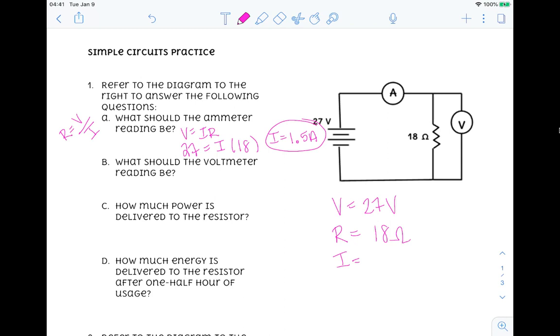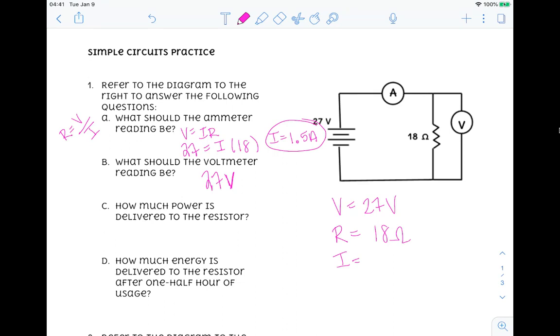For B, what should the voltmeter reading be? Well, the voltmeter measures the voltage in your circuit. And the voltmeter in this case is placed around the 18 ohm resistor. The total amount of potential difference across that 18 ohm resistor is the 27 volts provided by the battery.